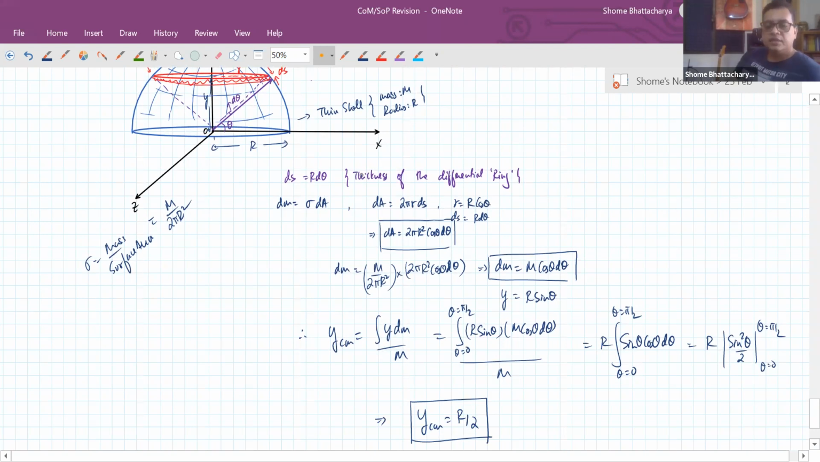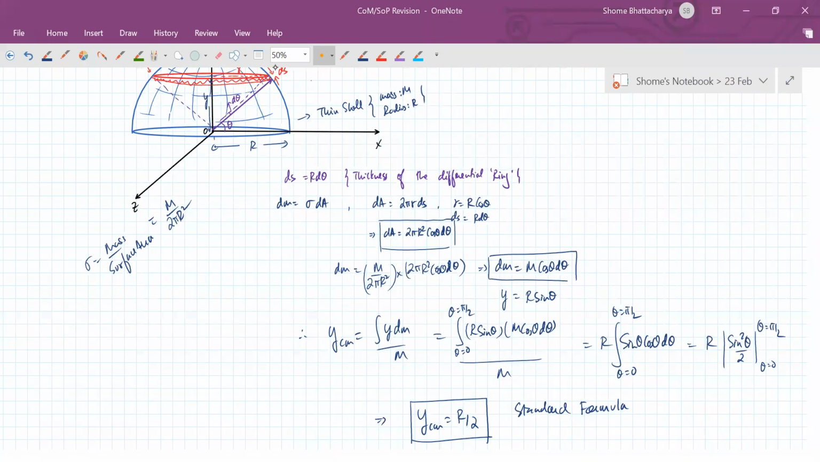So this is the standard derivation for the center of mass of a hollow hemispherical shell. So I'll just leave you with a minute to go through this derivation, then we'll move on to some more concepts related to center of mass next.